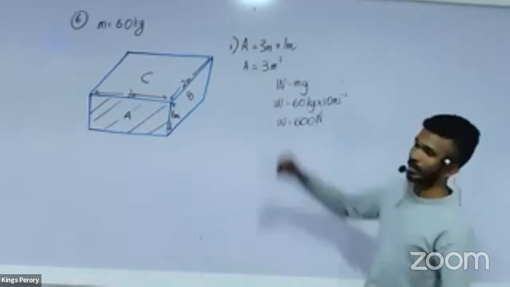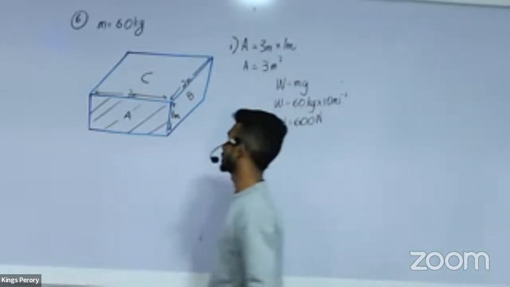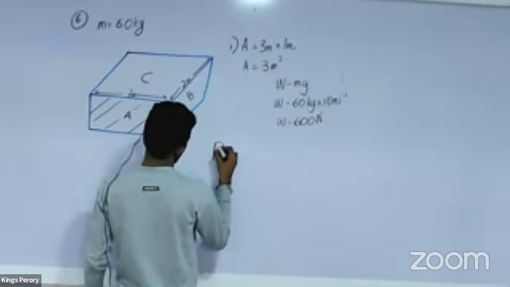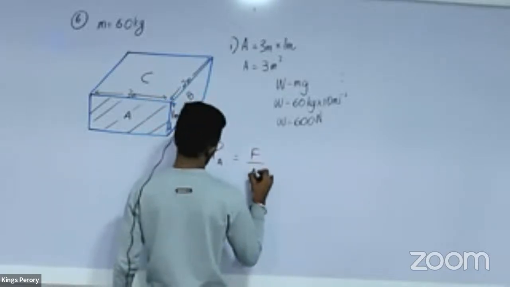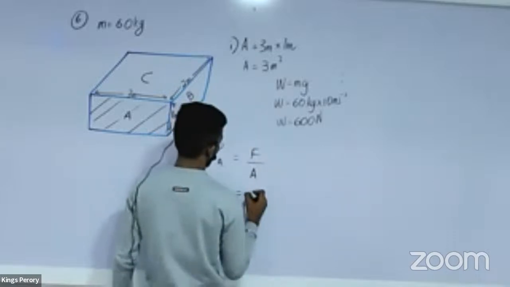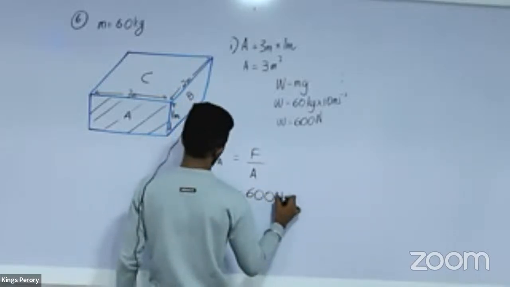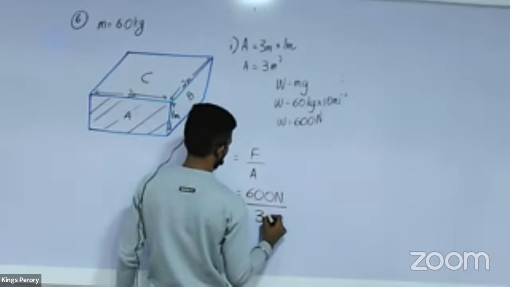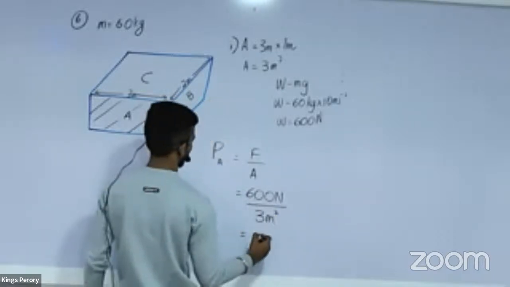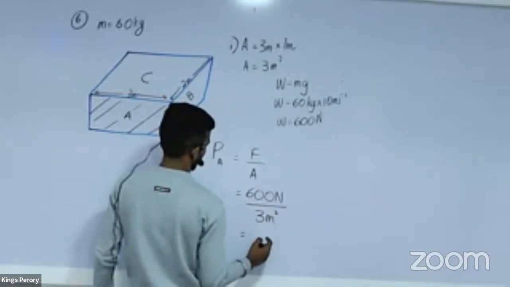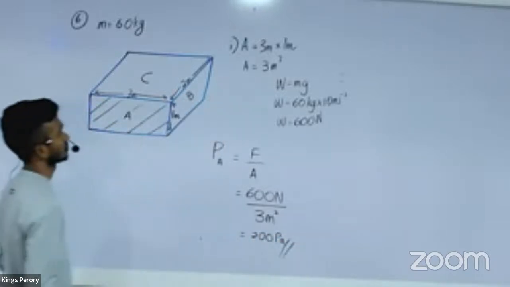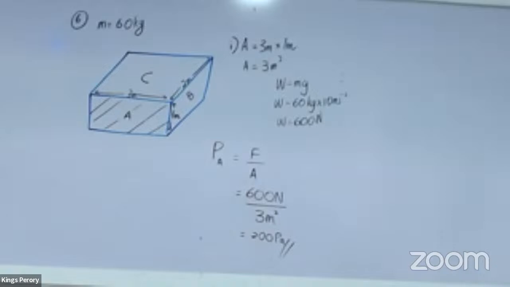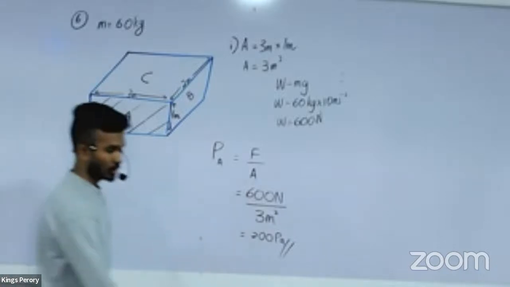Force is there, area is there. Find pressure. Nothing big. Pressure due to surface A is force over area. Force 600 Newton, area 3 meter squared. How much? 200 Pascal. Nothing big. Do the remaining part also.